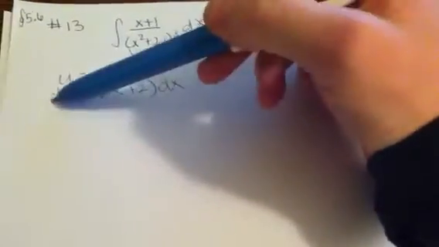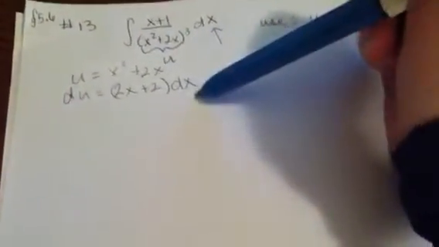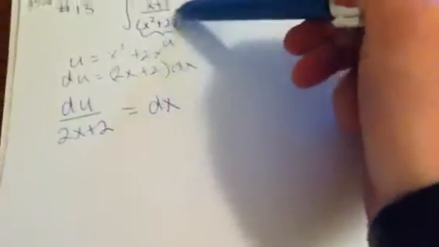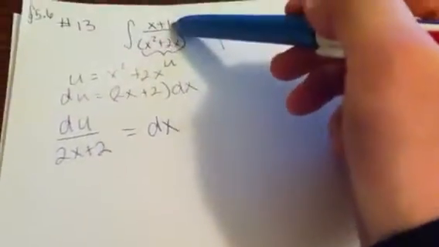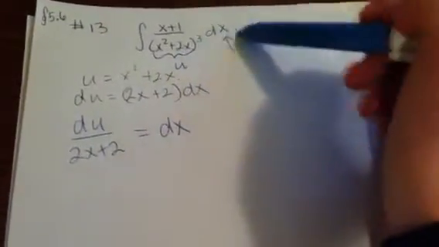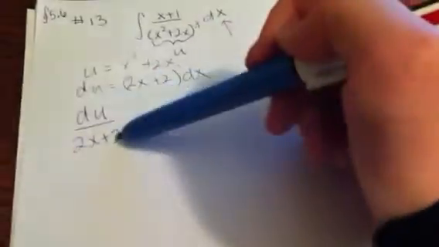We're going to need to rewrite dx in terms of du. So we're going to solve here for dx by dividing through by 2x plus 2. So what we're left with is du divided by 2x plus 2 is equal to dx. And this 2x plus 2 does not look like this x plus 1, so I'm going to do a little algebra manipulation to make it look like that so that I can have some factoring. And you'll see what I mean in a second.